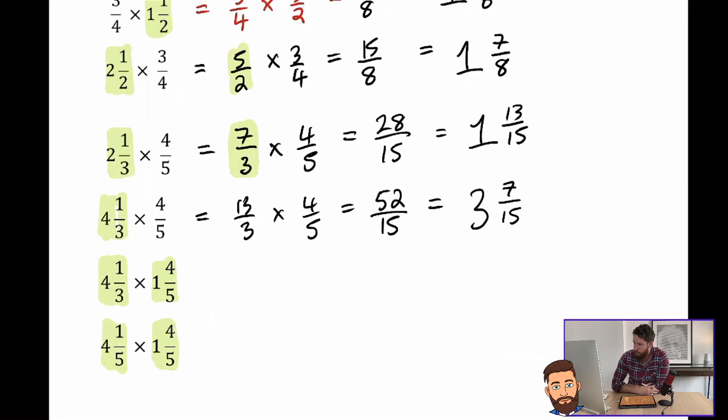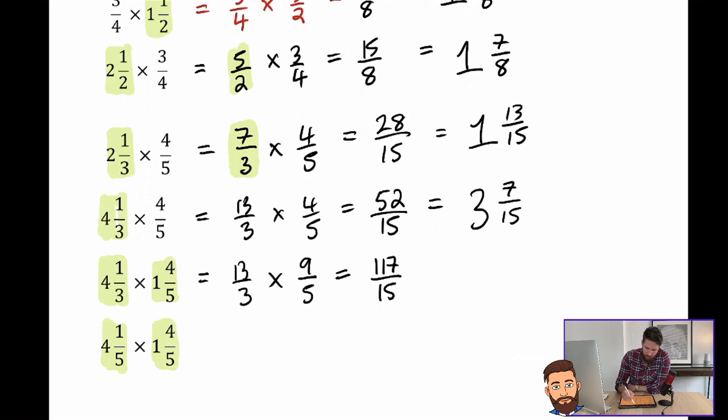On this last example, we are asked to change both of these now. So changing the first one, 3 times 4 is 12, plus 1 is 13 over 3, times by 5 times 1 is 5, plus 4 is 9 over 5, which is, now we have to times across, so we'll do 13 times 9, which is 117 over 15.